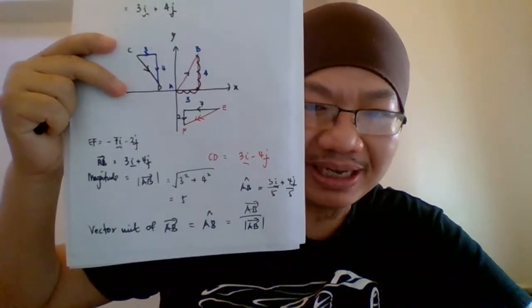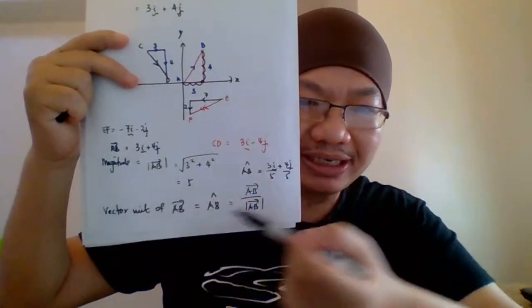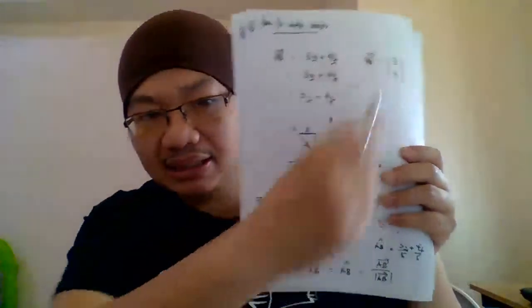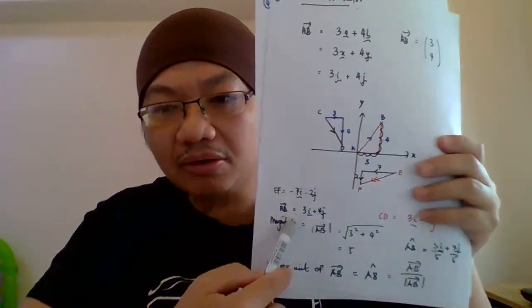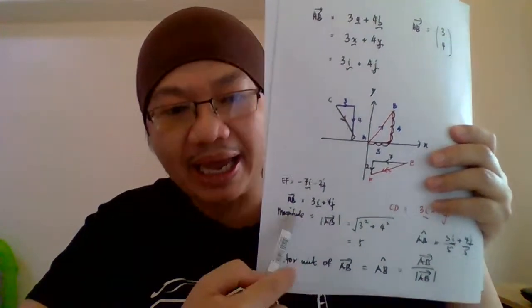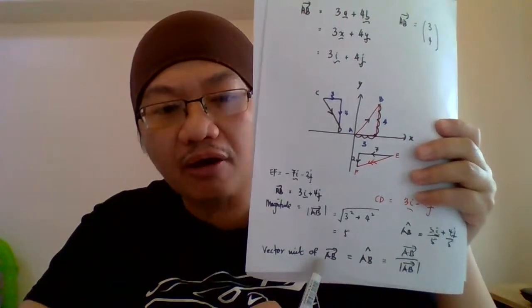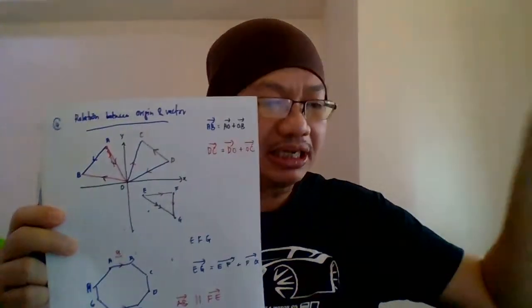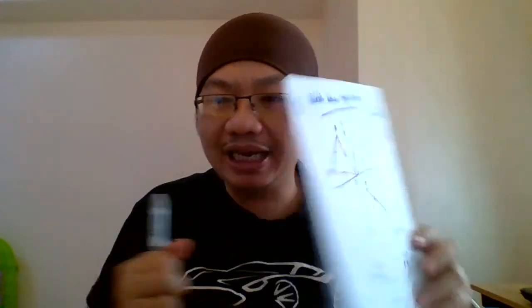Okay guys, hopefully you found this. This is the additional. Please jot down this thing. That is the third lesson, how we write the vector. In this topic, we learn how to write down the vector in 3 ways. And also, we learn how to find the magnitude and to write down the vector unit of the vector AB. That will be number 3. So far any problem? Hopefully no problem.